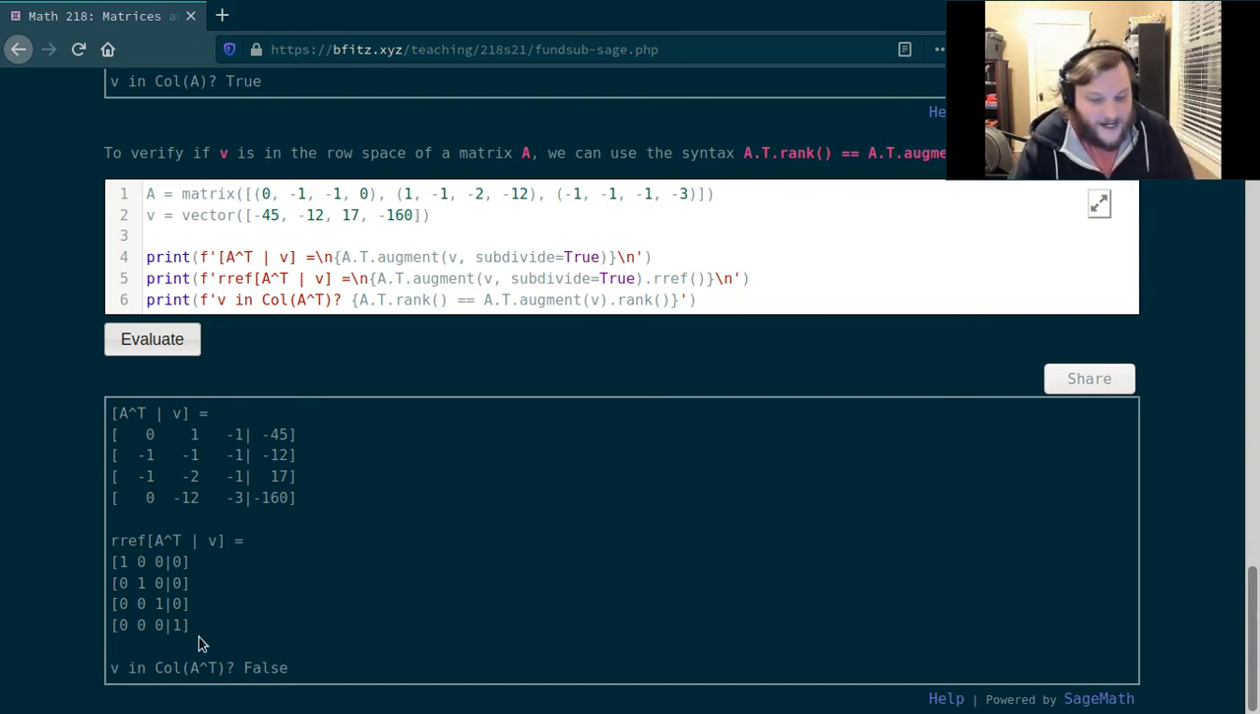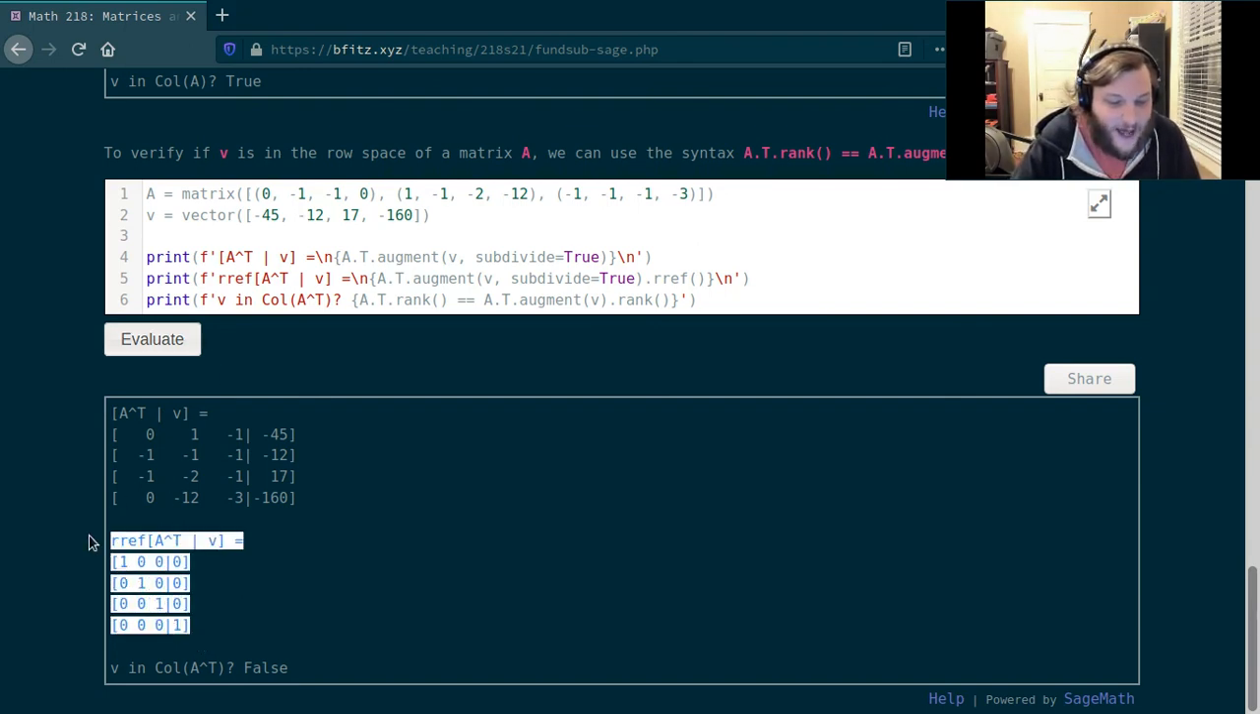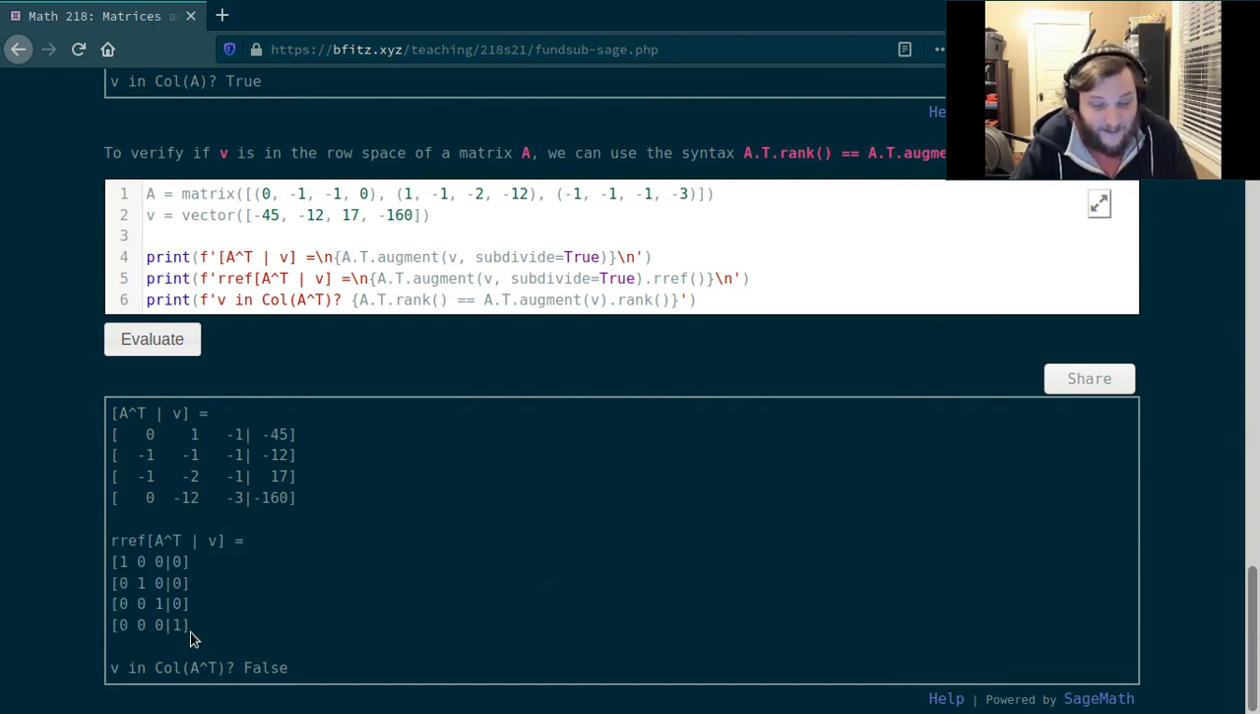So the first print statement takes our matrix we defined, transposes it, and then augments with the vector in question. Then, in the second print statement, we print out what happens when we row reduce that augmented matrix. And here we find that we get a pivot in the augmented column. That tells us that the vector we're studying is not in the column space of the transpose, which again is called the row space of a matrix. So we can use these four blocks of code to determine whether or not a given vector is in any one of the four fundamental subspaces.